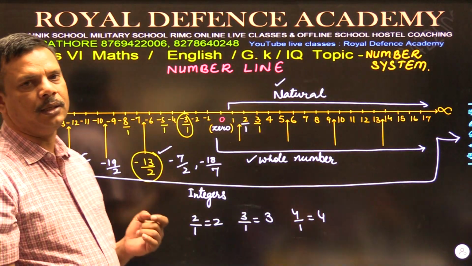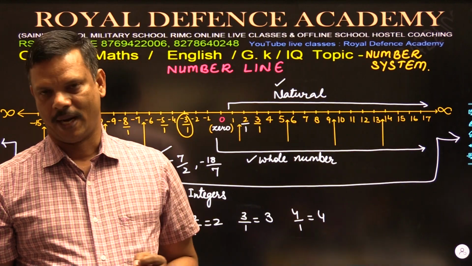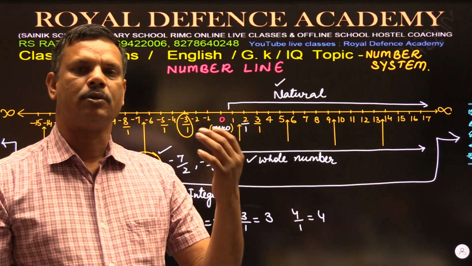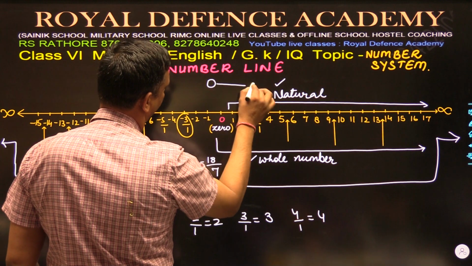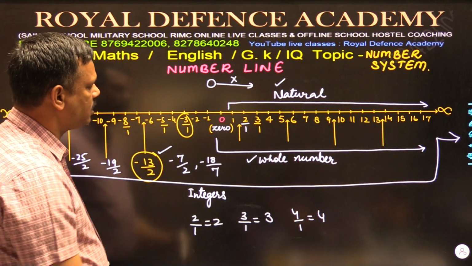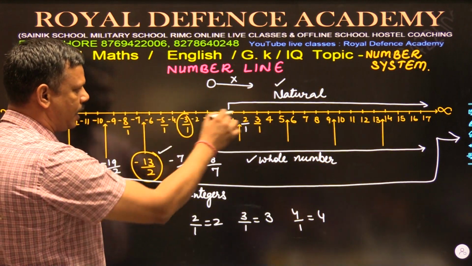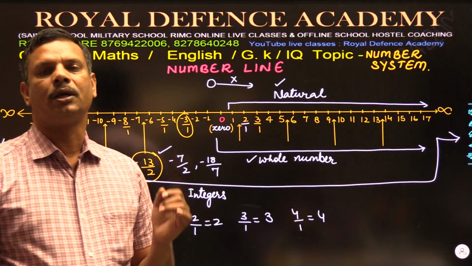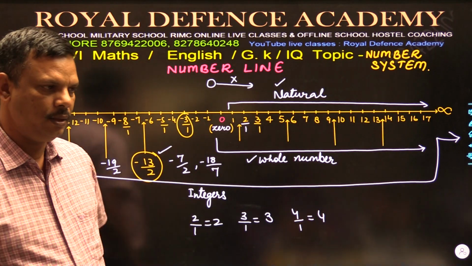Now, what we learned is that all the natural numbers start from 1 to infinity, whereas whole numbers start from 0 to infinity. That means all the natural numbers are included in whole numbers, but 0 is not a natural number. 0 is not a natural number, whereas 1 to infinity are natural numbers, and all natural numbers are included in whole numbers, and 0 is not included in natural numbers. So whole numbers are wider than natural numbers.